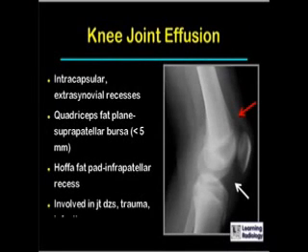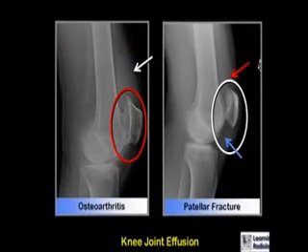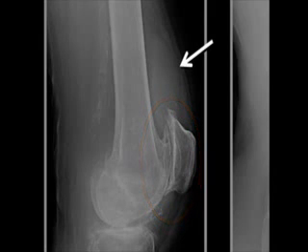Fluid around the knee can occur in joint diseases, when there is trauma to the knee, and infection to the knee. Here we see a patient with advanced osteoarthritis. The red oval is pointing to narrowing and osteophyte formation in the femoropatellar compartment. The white arrow is pointing to a very large elliptical soft tissue density that represents a large suprapatellar effusion.